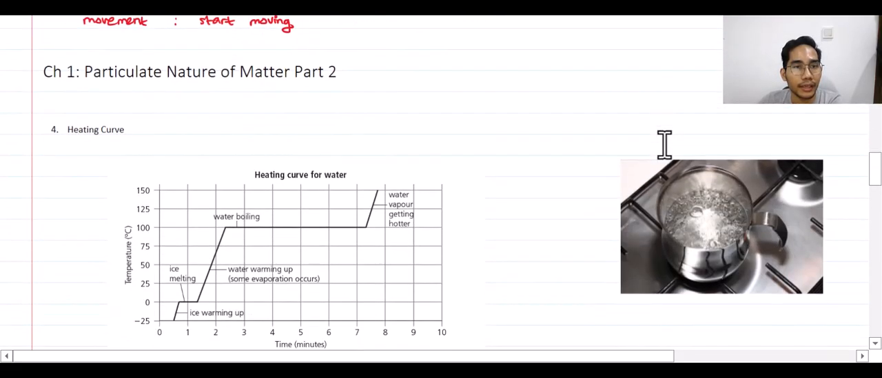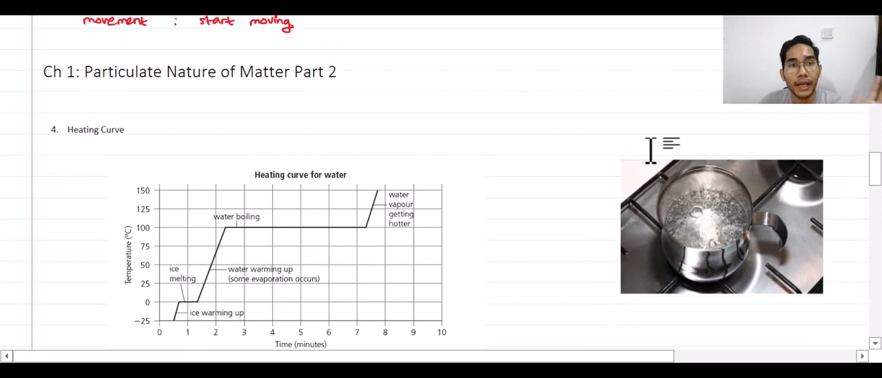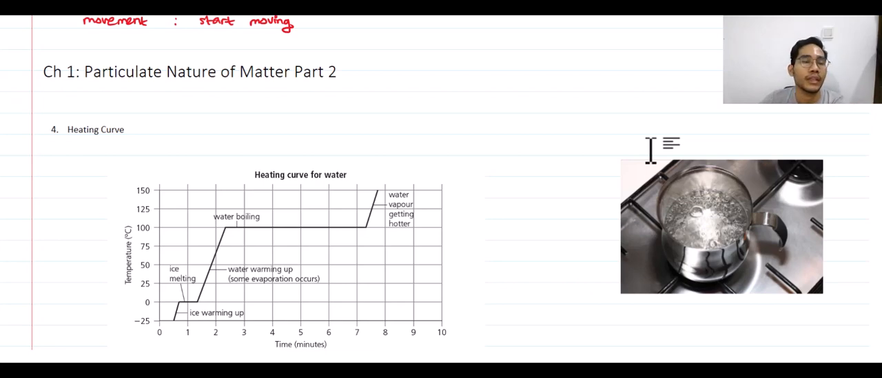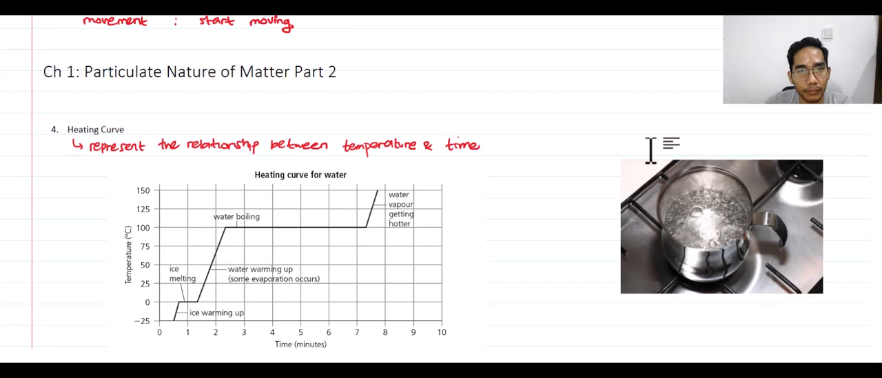Okay, now today we are going to continue the discussion about the particulate nature of matter, and let's start with a heating curve or cooling curve. Now, what is a heating or cooling curve? From the name, we can already know that a heating curve is just a curve that represents or shows us the relationship between temperature and time. All right.